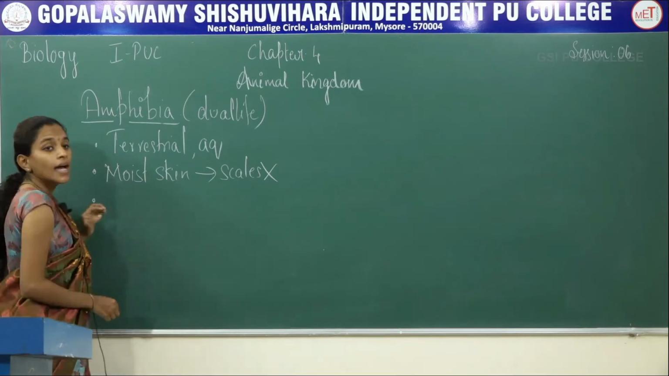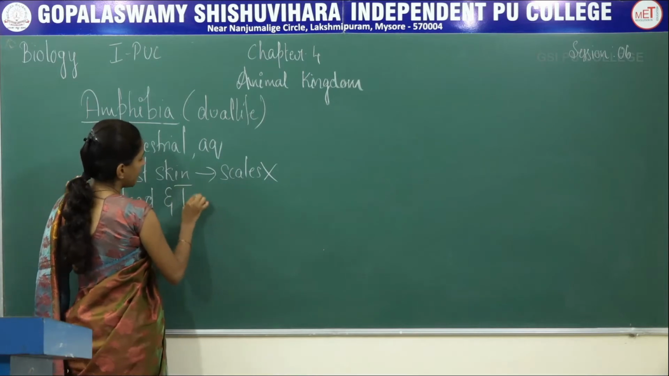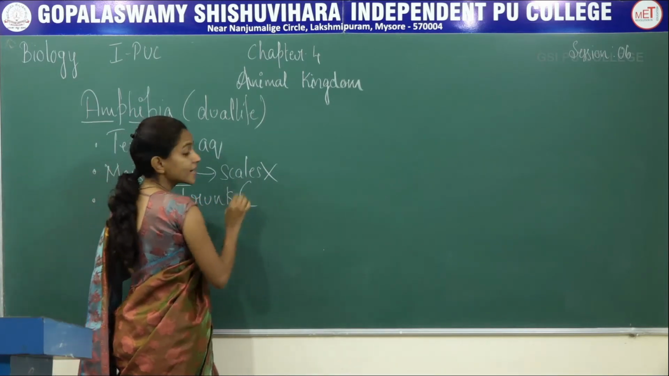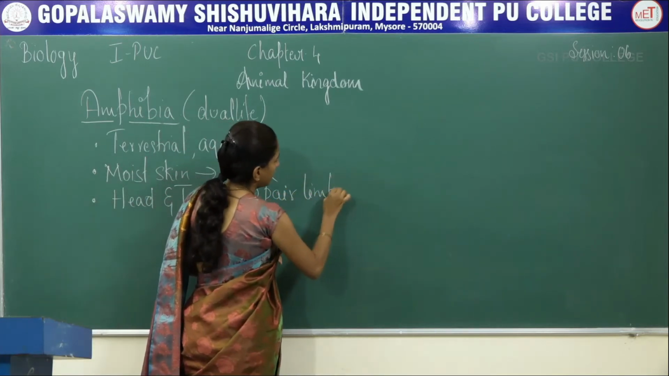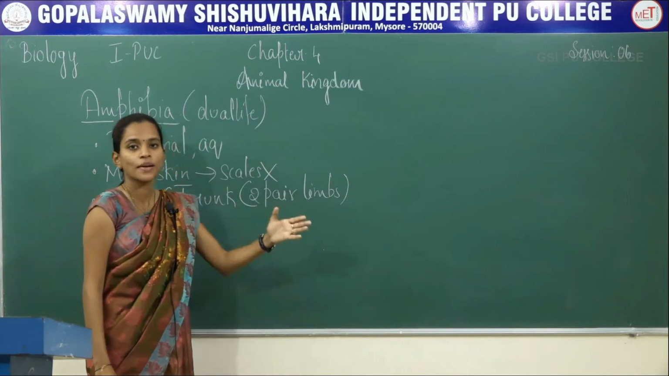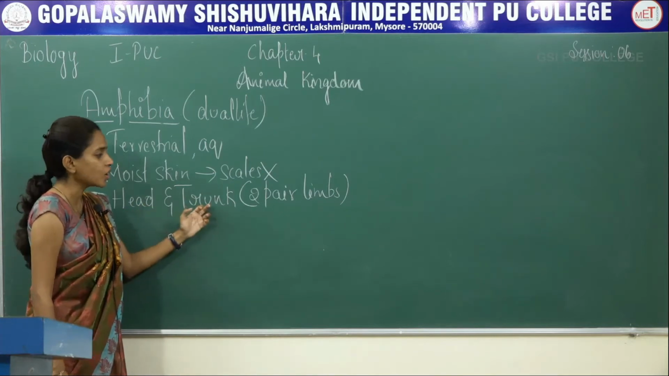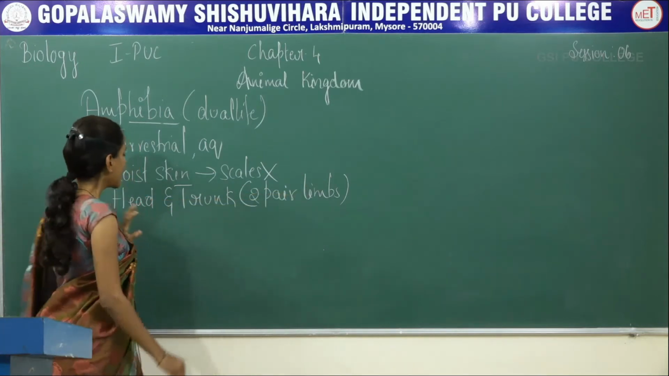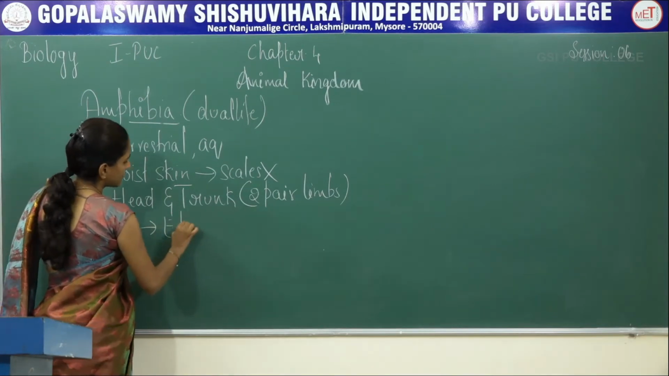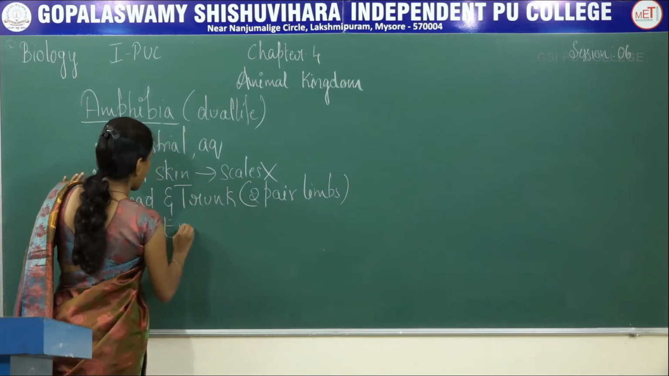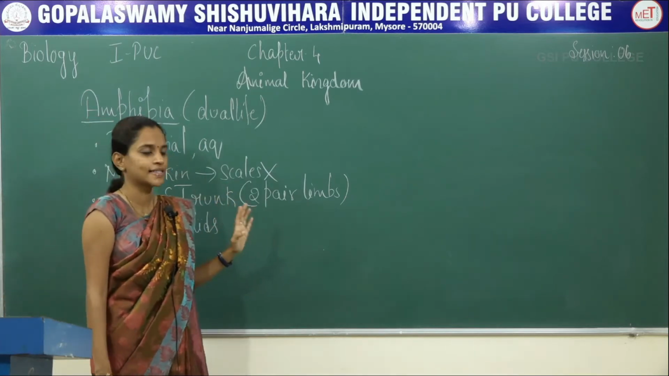Next character is, their body is classified into head and trunk, where the trunk contains two pairs of limbs, forelimb and hind limb. So they have a particular head and trunk with two pairs of limbs. Next character is, their eyes have eyelids. Their eyes are covered with eyelids.